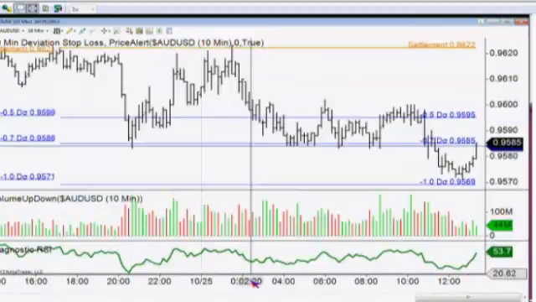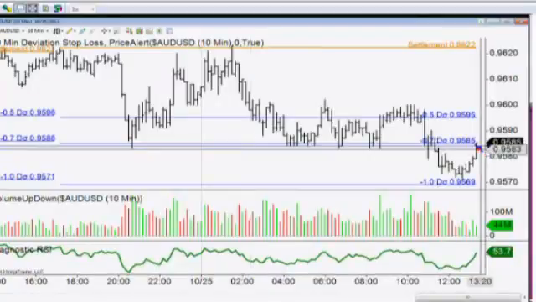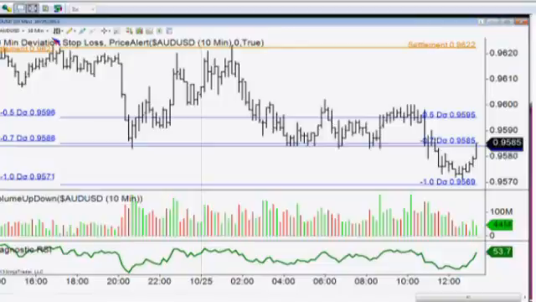So we just had that spike reversal happening there off the Aussie. See, this moved up, hit the 0.7, so it would have been a beautiful trade right there. And let's look at the pound.